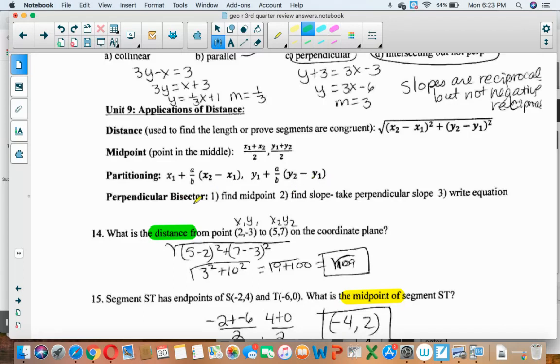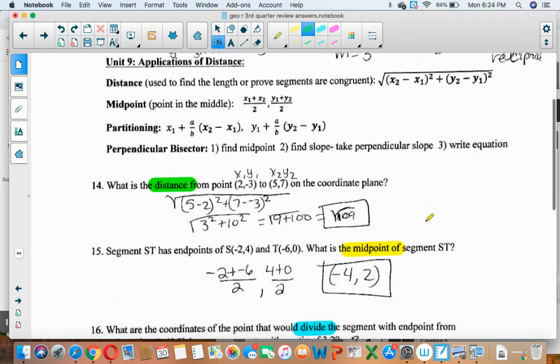A perpendicular bisector sort of puts together all of this with writing an equation. You have to find the midpoint, you have to find the slope, then you're going to take the negative reciprocal of the slope, and then you're going to write an equation with that midpoint and with that negative reciprocal. So there's a few for us to practice here.